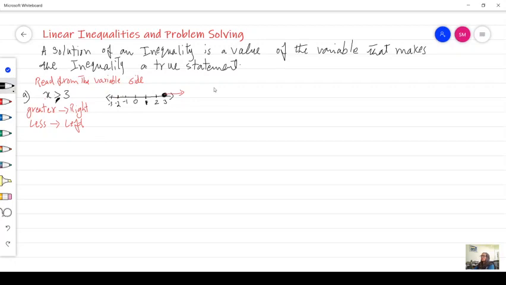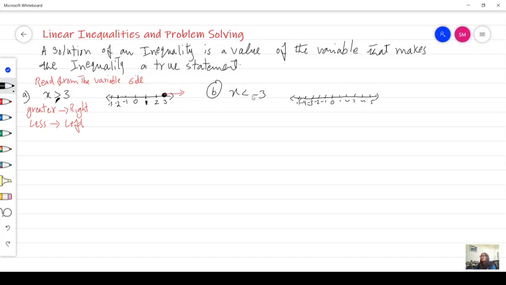Now let's go back for example B. This one said x is less than negative 3. Again, I'm going to draw a line, and I'll make sure of less than negative 3. I have 0, I have negative 1, negative 2, negative 3, negative 4, negative 5, and up here I have 1, 2, 3, 4, and 5, and my number line is not on scale.